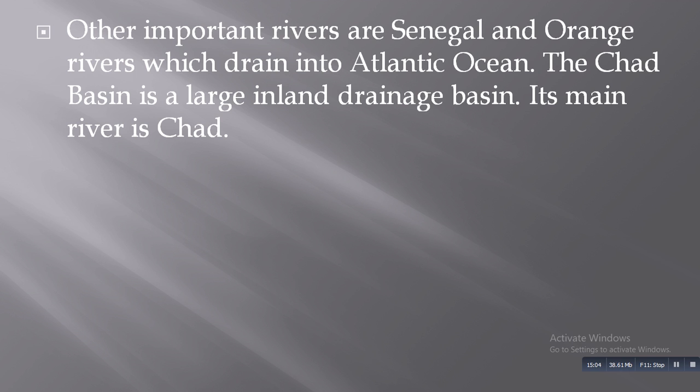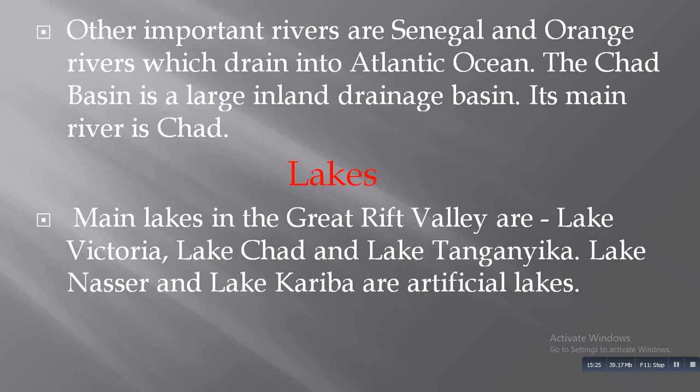Then the last portion, lakes of Africa. Main lakes in the Great Rift Valley are Lake Victoria, Lake Chad and Lake Tanganyika. Lake Nasser and Lake Kariba are artificial lakes made by human beings. The other main lakes in Africa are Lake Victoria, Lake Chad and Lake Tanganyika.